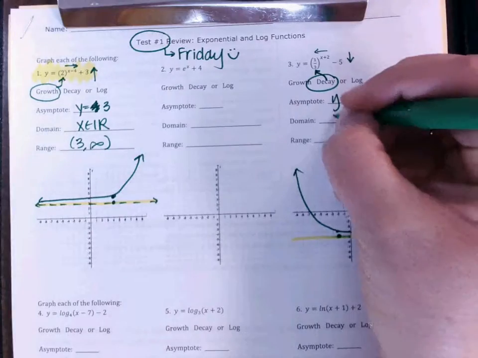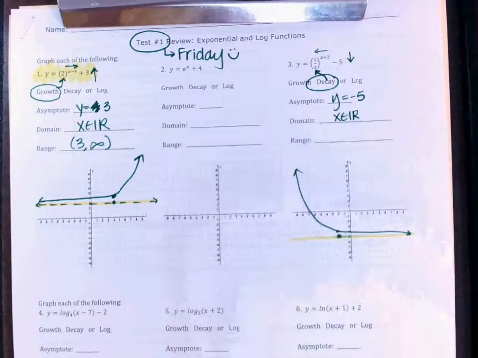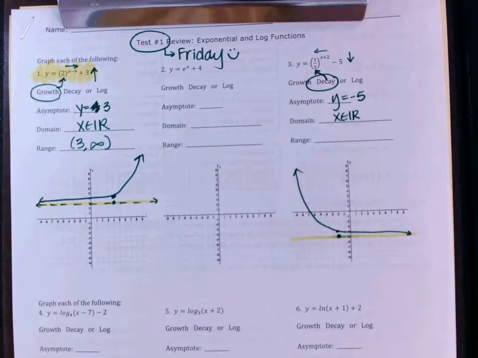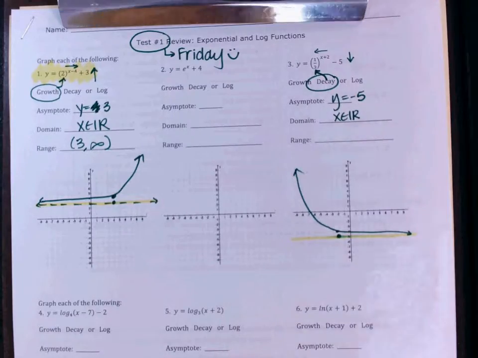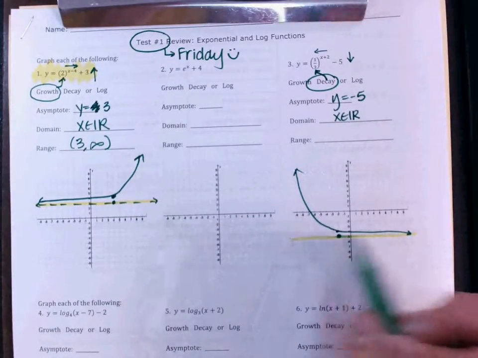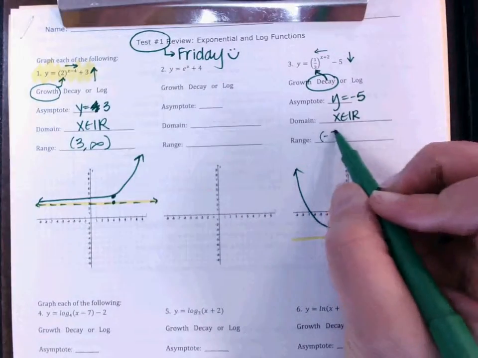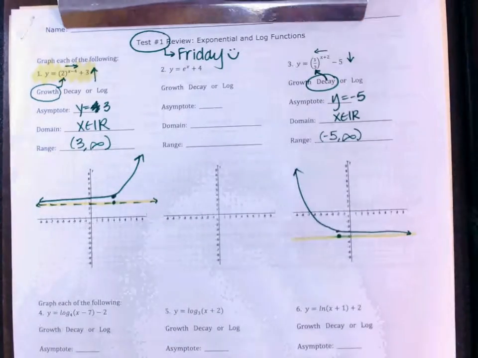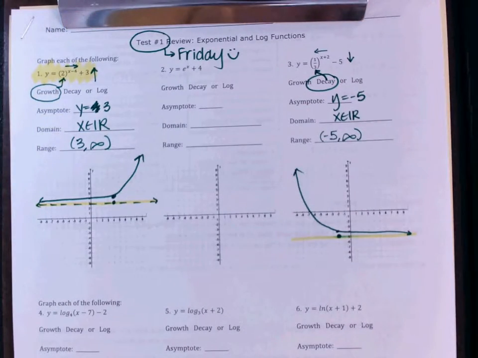Domain is still all real numbers. You have one side going forward, one side going backwards. But your range is going to be what? -5 to infinity. Very good. Now, just real quick, I don't want to do number 2, but will it be growth or decay if it's a base E?